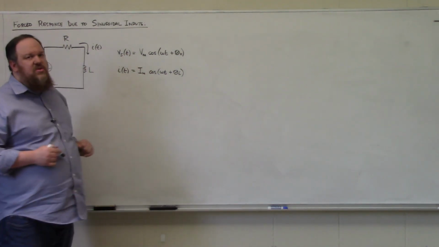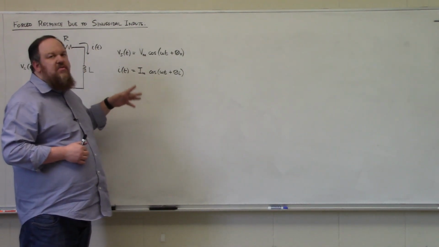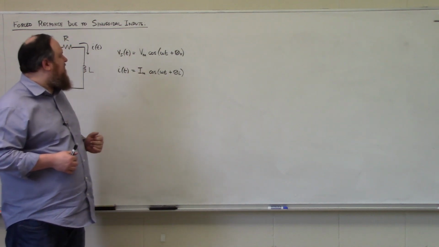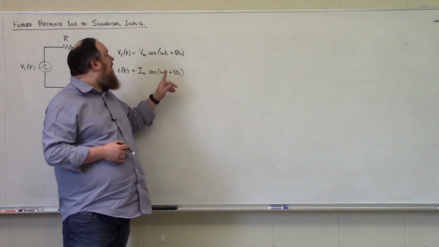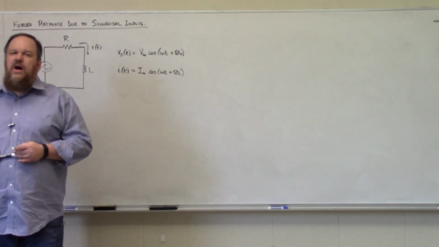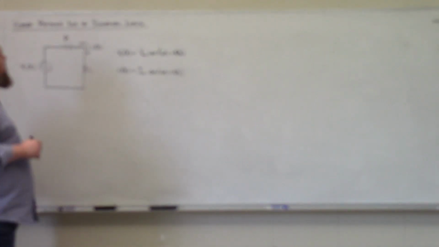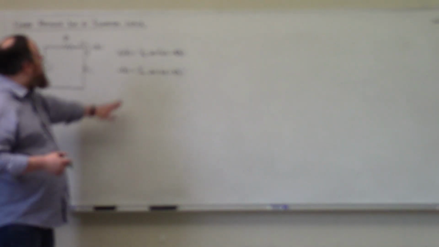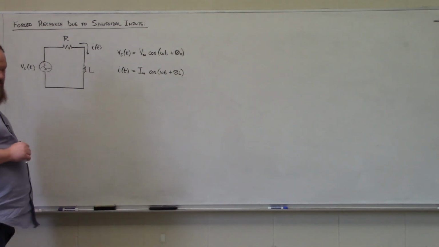So if we put in a sinusoidal excitation voltage, we get back a sinusoidal response current where the magnitude of our response will be different than the magnitude of our excitation. The frequency of our response will be the same as the frequency of our excitation, and the phase angle of our response may be different than the phase angle of our excitation. So we're going to work this by applying Kirchhoff's voltage law and figuring out how we can determine this quantity Im and this quantity theta I given our circuit parameters.